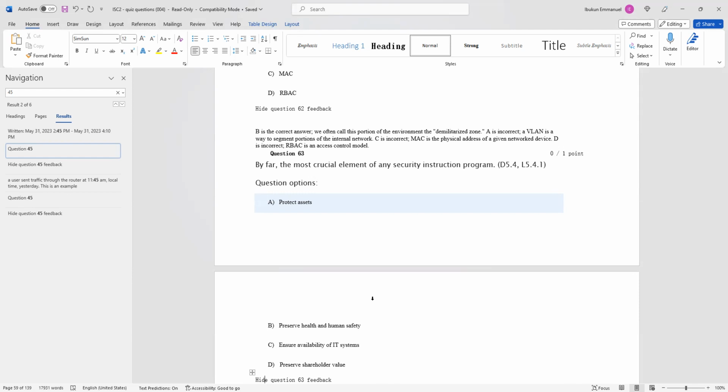So we're a bit divided here, but yes, the answer is always, in any information security or IT exam that you will do, preserve health and human safety. First and foremost, because if you don't preserve health and human safety, you can't protect assets, you can't ensure the availability of IT systems if there's no humans to actually do that. So that is the most crucial element. You make sure that you're preserving health and human safety of the employees that are there to actually deliver any service to the business.